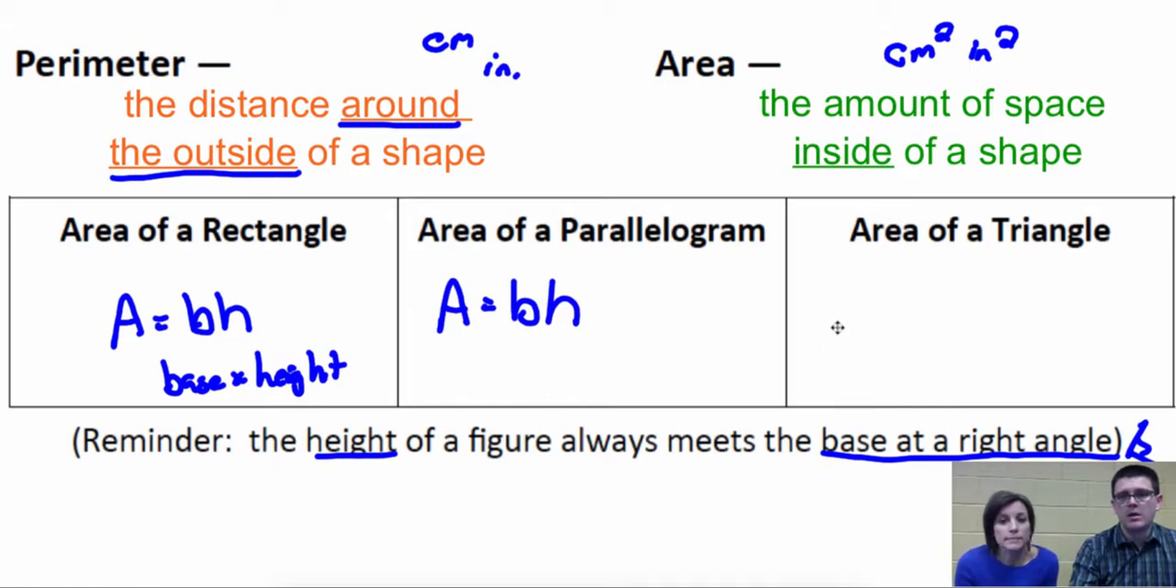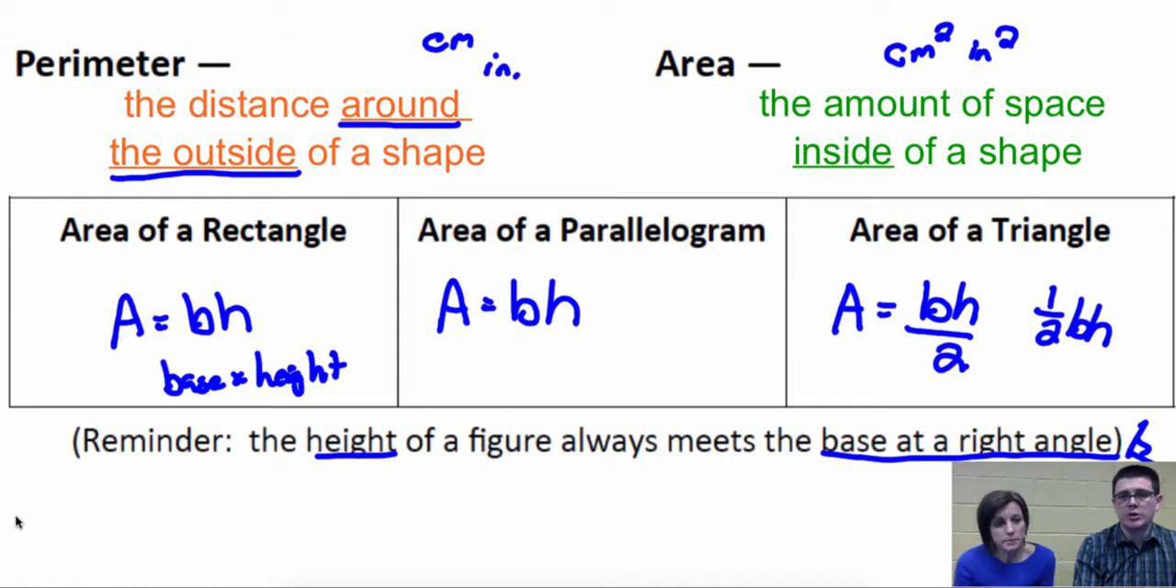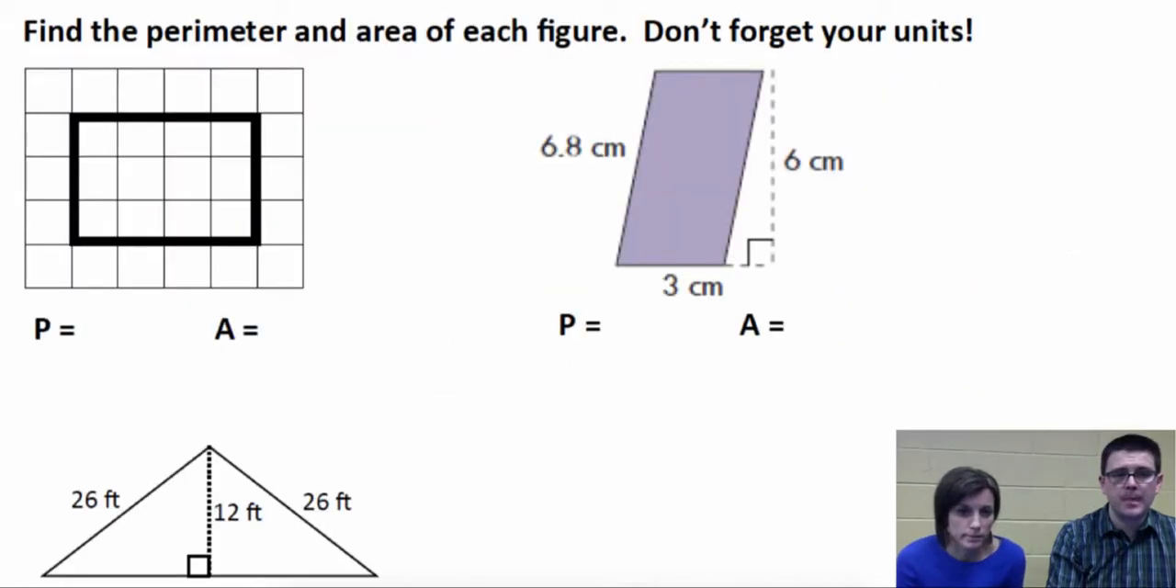And then our last one, for triangles, is going to be base times height divided by 2. Because remember, a triangle is just half of the rectangle or half of the parallelogram around it. And sometimes you might see it as 1/2 base times height, but multiplying times 1/2 is the same thing as dividing by 2. But those are all formulas you should know from last year.